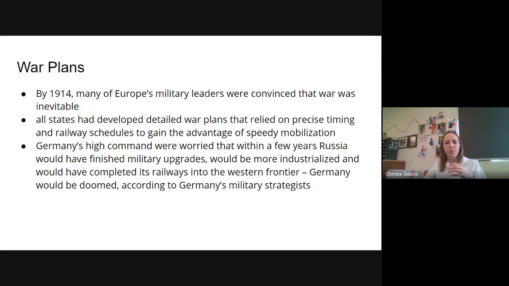Russia was not super industrialized by this point, and so Germany worried that if war was too far away, Russia would have finished their industrialization, military upgrades, completed its railways all the way to the Western Front, and then Germany would be doomed because they would have to fight both France and Russia at the same time.